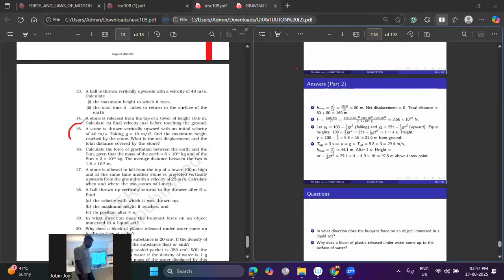So question number 15. A stone is thrown vertically. So draw the figure, earth. So this is the stone. This stone is thrown vertically upwards. To throw this stone, we need a velocity that is called initial velocity. The initial velocity is 40 meter per second. With an initial velocity of 40 meter per second, this stone is thrown upward.